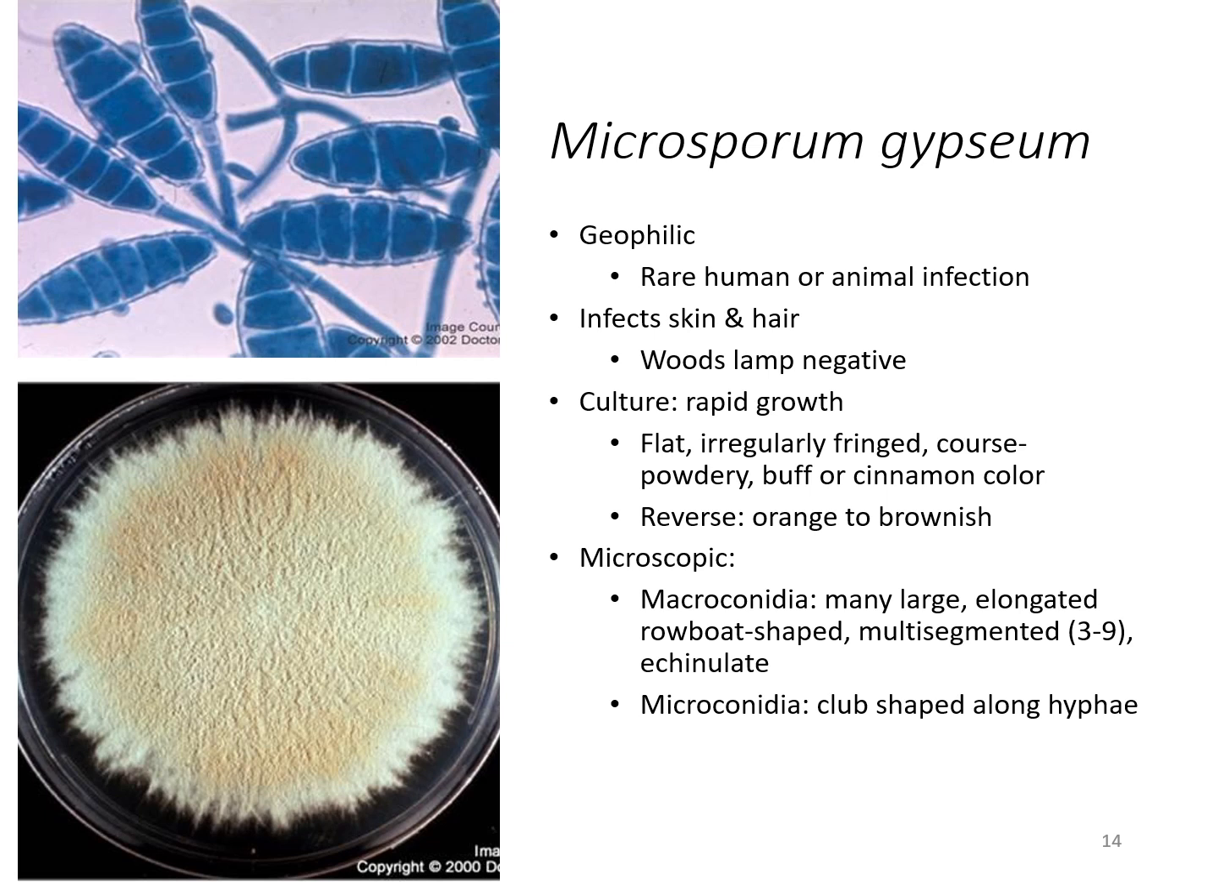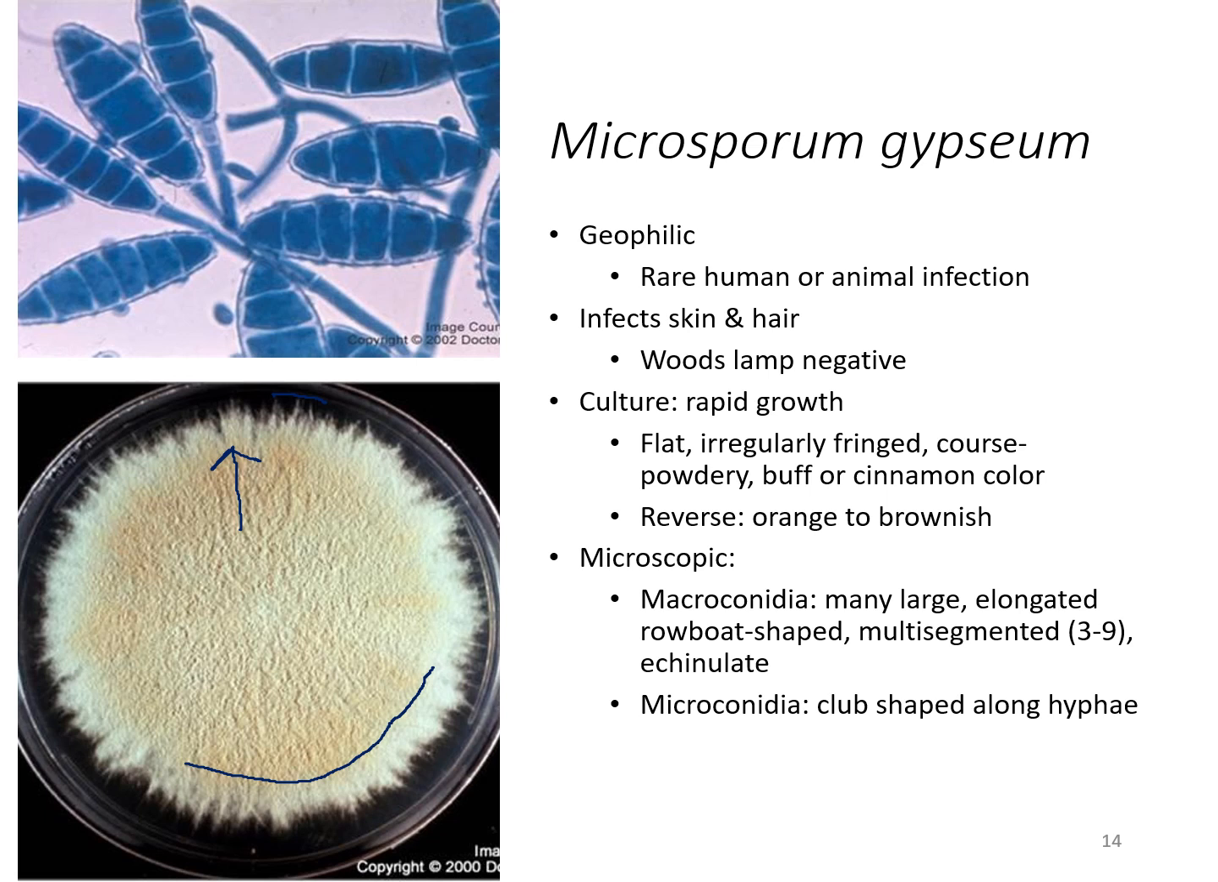It infects the skin and hair, and if you were to use the Wood's lamp on this species, then it would be negative. Culture is very rapid growth. It's flat with these irregular fringes here, so you can see this outside edge where it has little fringes off the side. It can be coarse to powdery, buff, or cinnamon in color, so you can see this one's got a little bit of a tinge to it where it's got sort of a little cinnamon type color. The reverse side would be orange to brown.